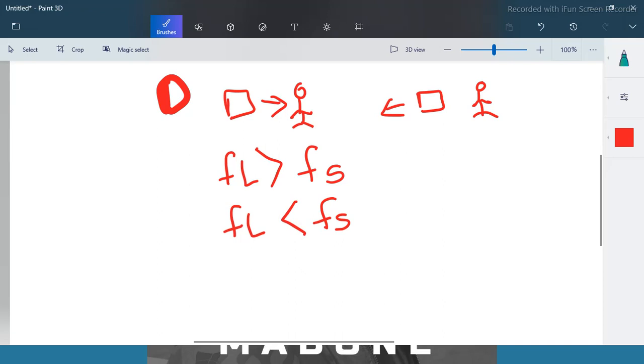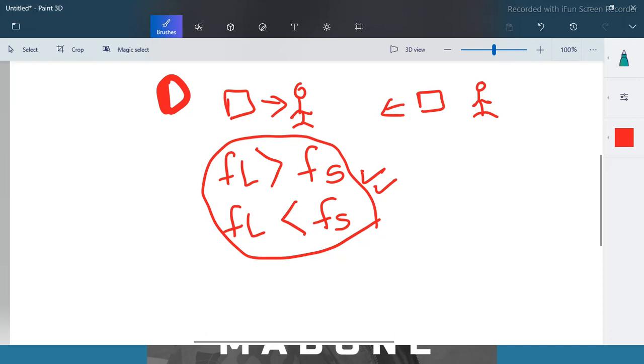Guys, please cram this. I'm sorry to say this, but please cram this, because this is your meal, your ticket to success. So what am I saying here? Immediately when they say the car is moving towards the stationary listener, just write this down: the frequency of the listener will be greater than the frequency of the source.